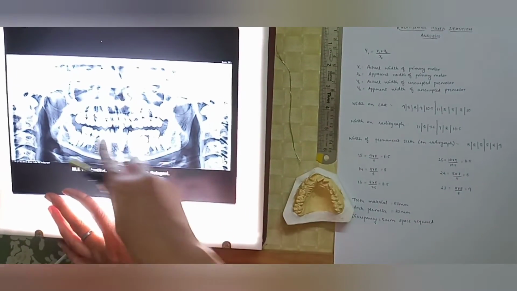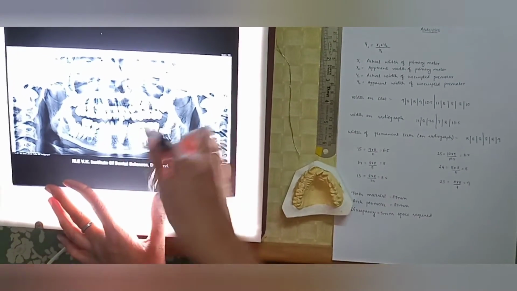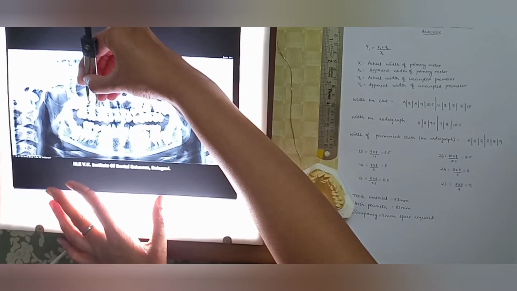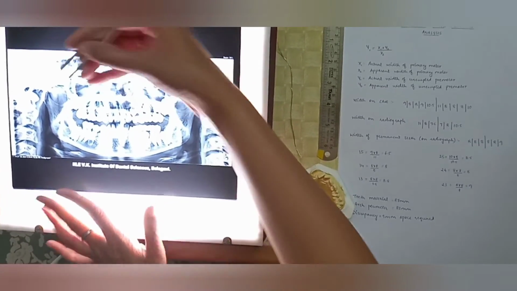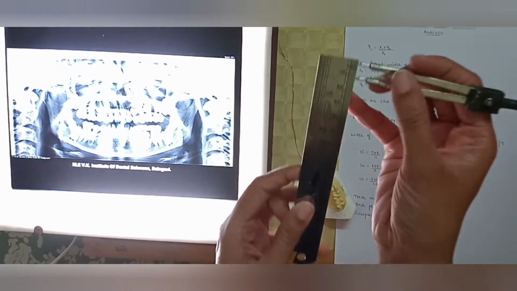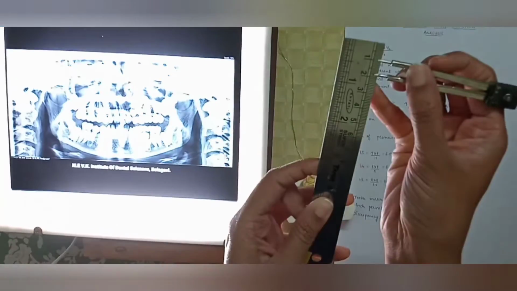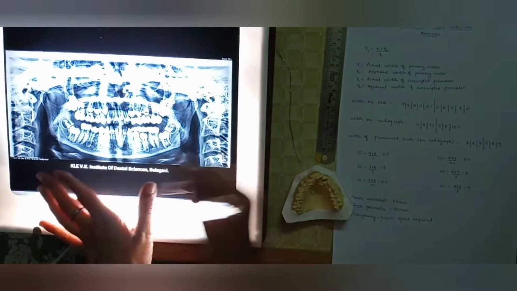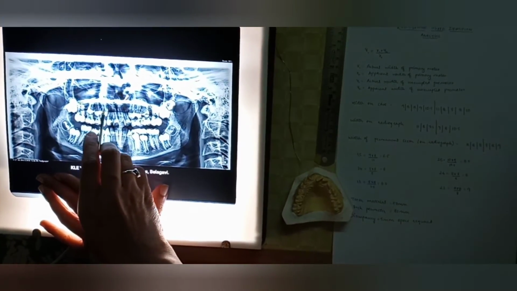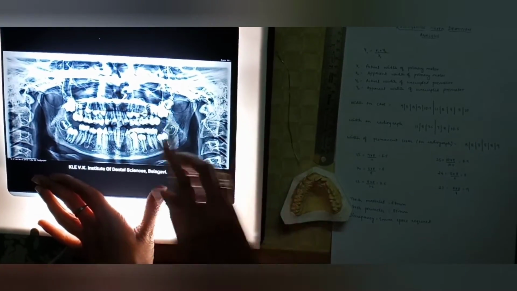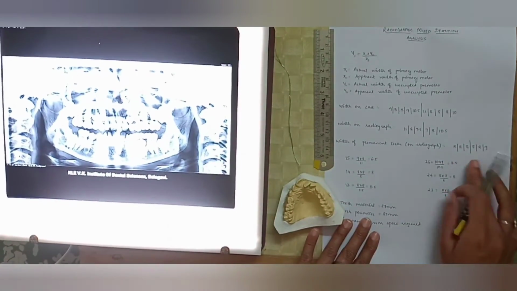Now we are going to see the width of the unerupted permanent teeth in the bone. Over here like this, then measure it. We get a value of 8. Similarly for all the permanent teeth, 15, 14, 13, 23, 24, 25, we have the values over here.